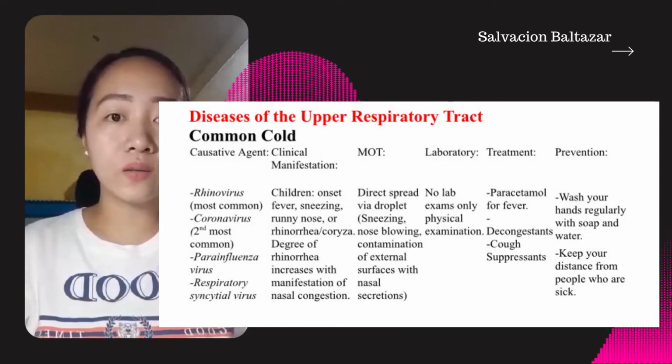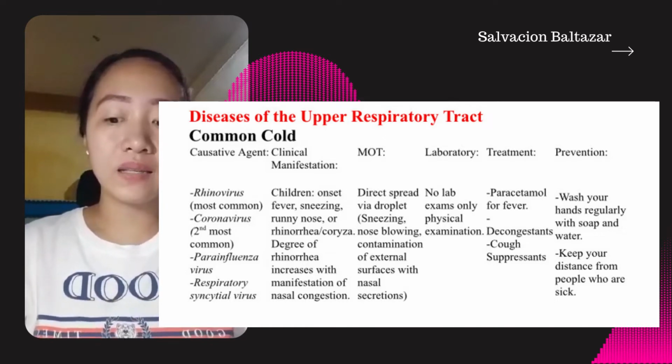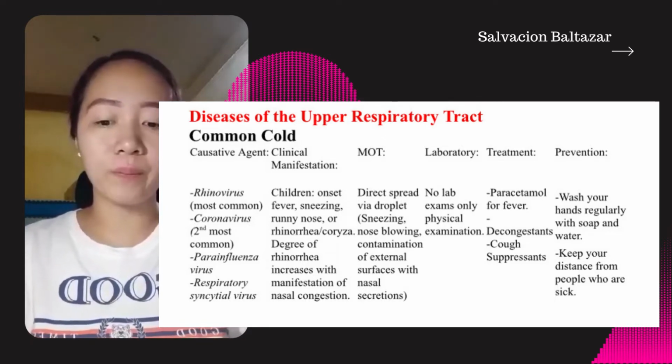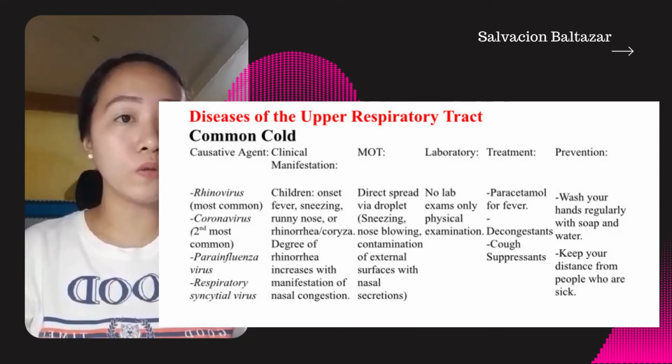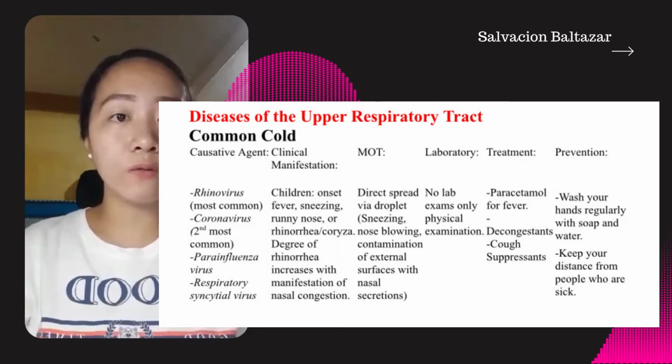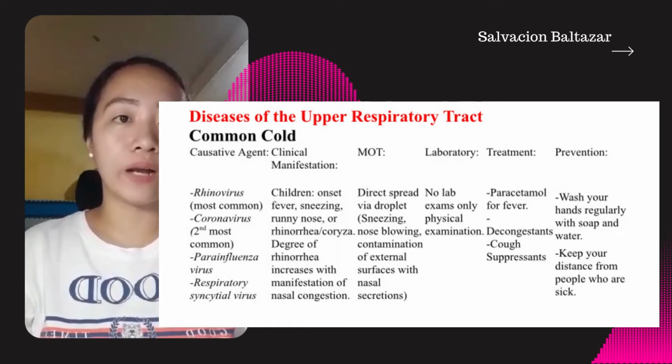Common cold is considered a common illness in both children and adults. It is incidental and seasonal, and it also tends to be predictable. Let's begin with the causative agent. We have here rhinovirus, which is the most common one. We have the coronavirus, which is the second most common. And we also have parainfluenza virus and respiratory syncytial virus.